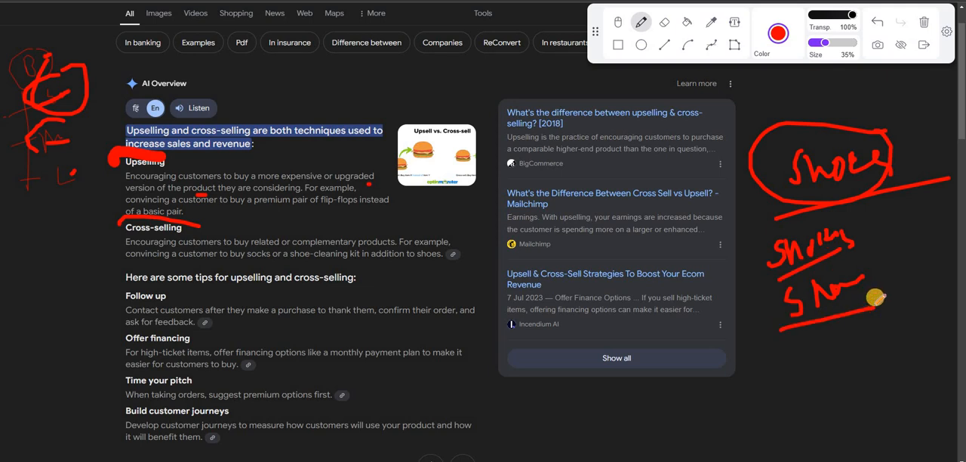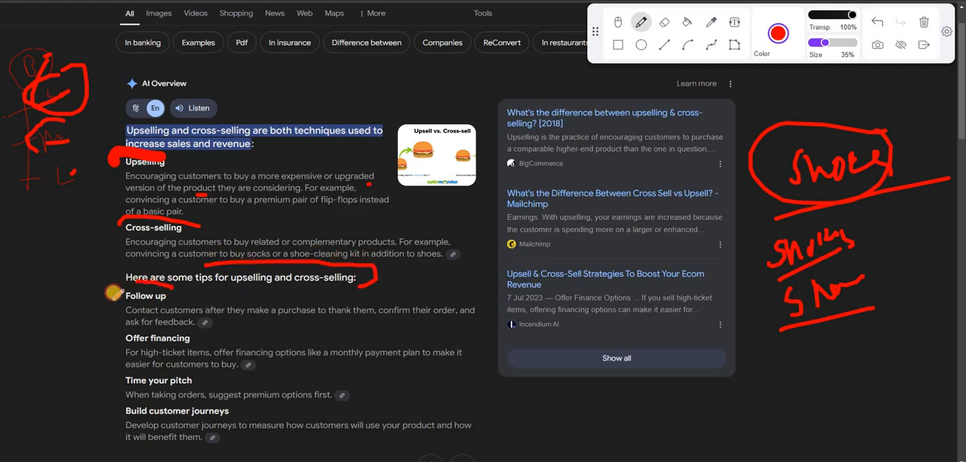This is a very important factor in cross-selling: related to the product, and as a complementary item we can offer something. But in terms of upselling, we have to sell the upgraded version of that particular product. So these are some common tips for upselling and cross-selling.